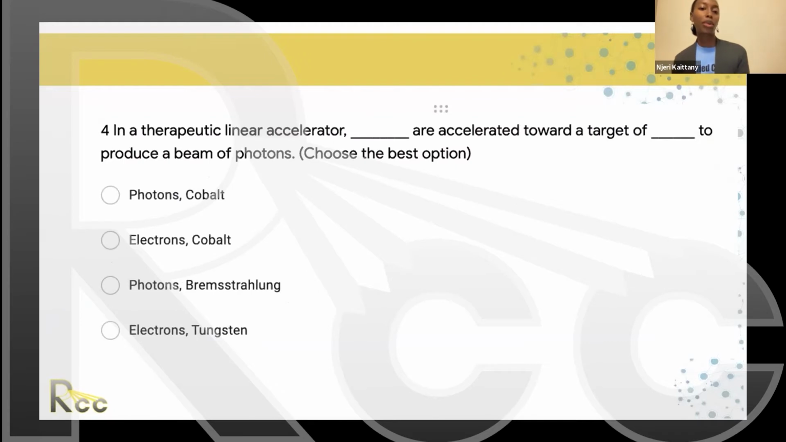Okay, in a therapeutic linear accelerator, dash are accelerated towards the target to produce a beam of photons. Okay, and next, electrons and tungsten. So that should be pretty obvious with how a linear accelerator works. Okay, next one.